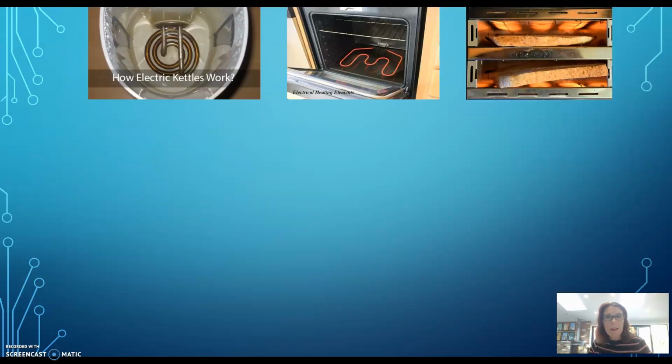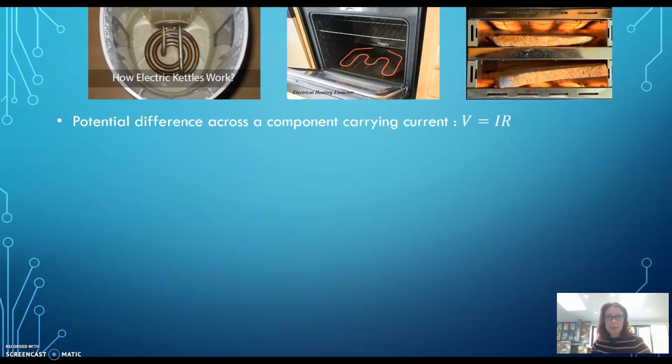Right, the very last bit I just want to quickly have a look at. It seems a bit random that it's here, but I guess it's to do with that resistance thing. It's just that if you've got a heating element, then you need to provide power to it to heat up. So the potential difference across the component carrying the current is V equals IR. The power supplied to the component is P equals IV, which is given in your data booklet.